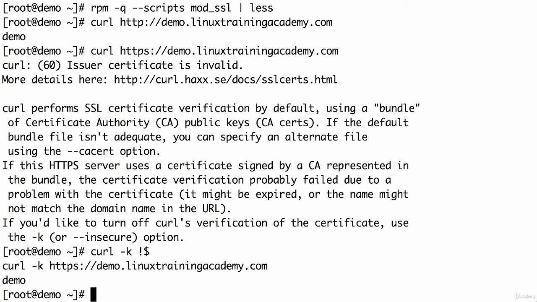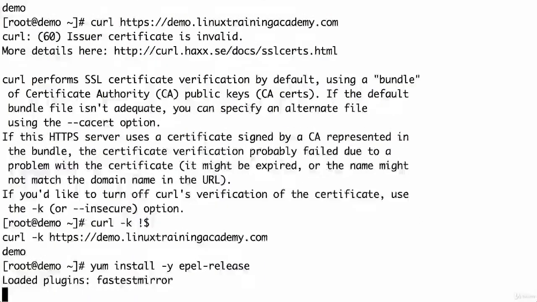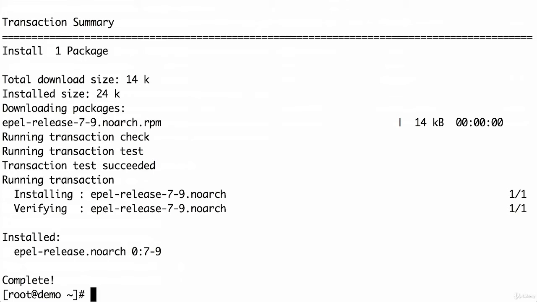To add the EPEL repository to your system, simply install the epel-release package. So we'll run yum install -y epel-release and hit enter. Now that you've added the EPEL repository, you can go ahead and install the certbot application. yum install -y certbot.